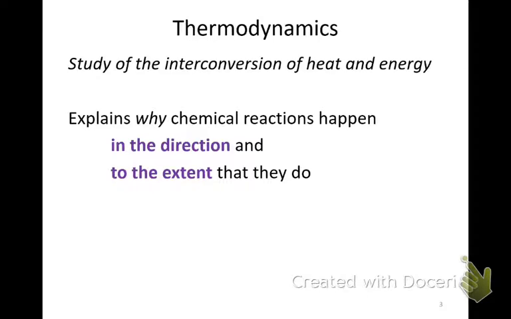And the answer, kind of, at least, is thermodynamics. So you liberal arts students have studied your Greek and your Latin, and you know that thermo means heat, and dynamics means movement. So thermodynamics is the movement of heat, or in other words, the study of the interconversion of heat and energy. Thermodynamics will help us explain why chemical reactions go in the direction that they do, and to the extent how far to the products that they do. So we're going to start to unify these different things we've been talking about and explain a little bit about why.